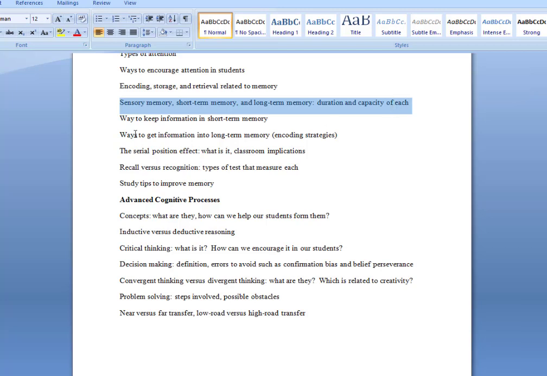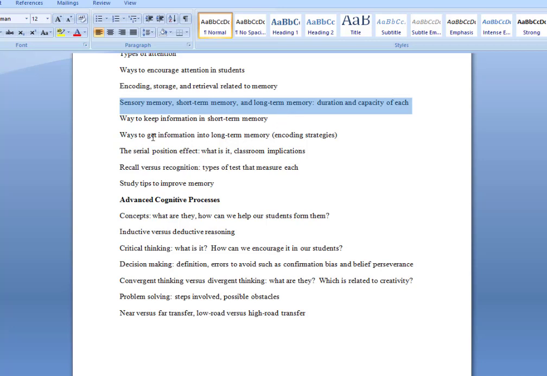Now, when it talks about ways to keep information in short-term memory, rehearsal is what we're looking for here. If you rehearse information over and over again in your brain or out loud, it will stay in your short-term memory until you stop rehearsing it or until something distracts you. Now, we want to try to get information from our short-term memory into our long-term memory, because long-term memory is the goal. Long-term memory has the largest capacity and the largest duration.